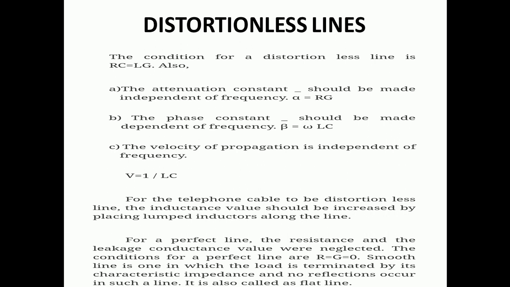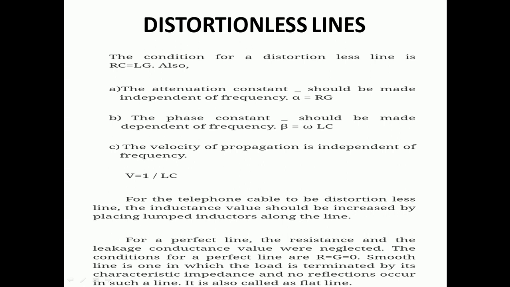Now we will have the definition of distortionless and lossless lines. The condition for a distortionless line as per definition is RC must be equal to LG, which means that the attenuation constant should be purely independent of frequency. But the phase constant beta is omega root of LC, where omega is equal to 2 pi f. So alpha is independent of frequency, beta is dependent on frequency, whereas the velocity of propagation is independent of frequency, again 1 by root of LC. So inductance and capacitance only.